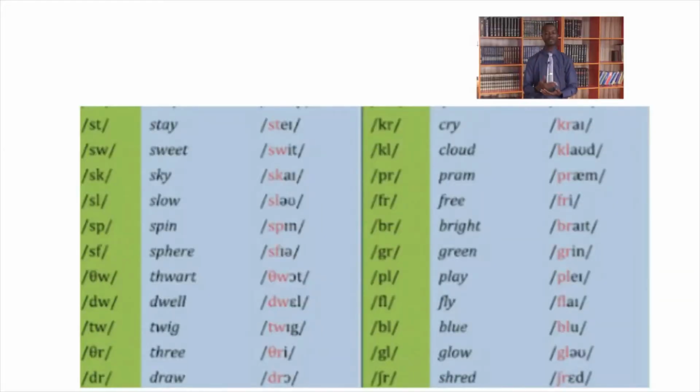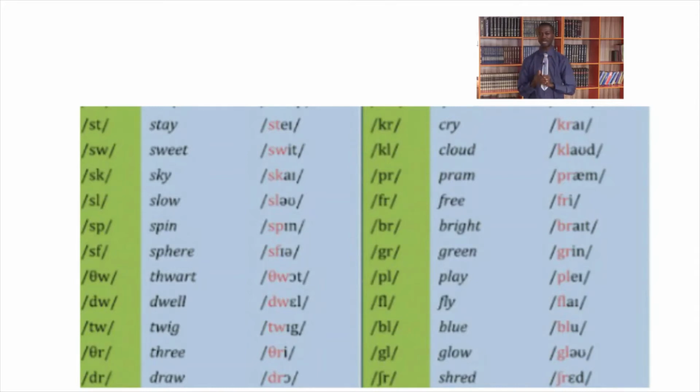All right, so we have two-letter consonant clusters, like you have in stop. So ST there in stop is a two-letter consonant cluster. The consonant cluster there is ST, two different consonants.